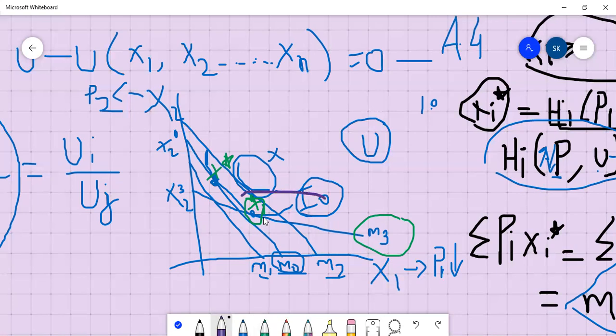Now, after this topic, we will study the properties of expenditure functions. And in order to understand the properties of the expenditure function, you should understand this topic first, the one that we have studied just now. Thank you very much.